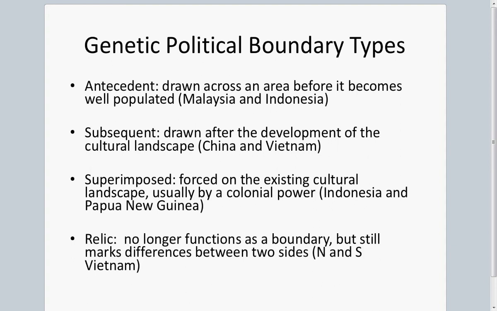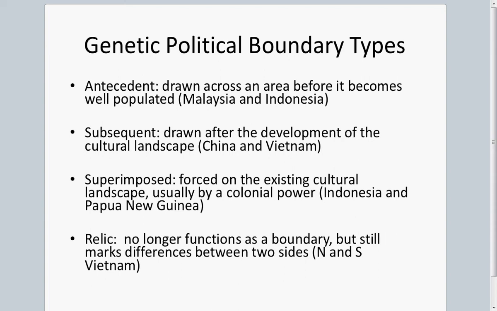Is it still around today? The first type is the antecedent political boundary, and that's drawn across an area before the area becomes well populated. Malaysia and Indonesia's border is a good example of this. Oftentimes this could be a physical boundary, but it could also be a politically imposed boundary, such as agreements that were made when settling South America.